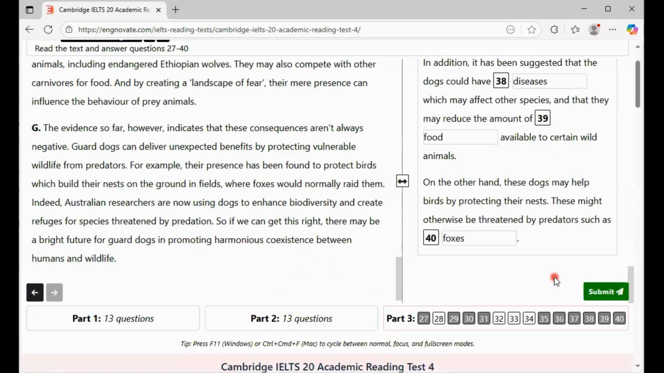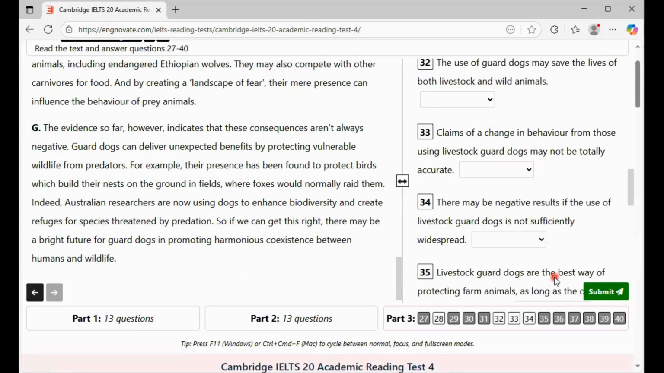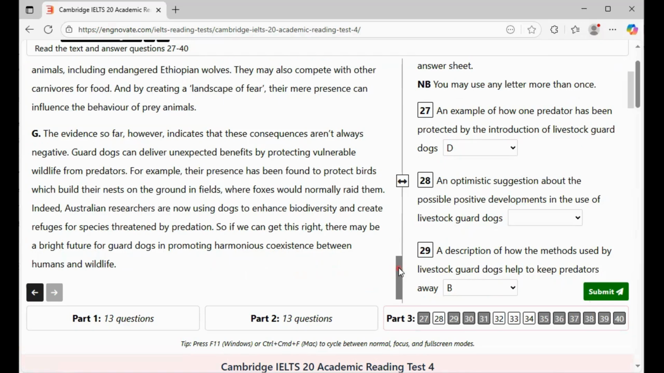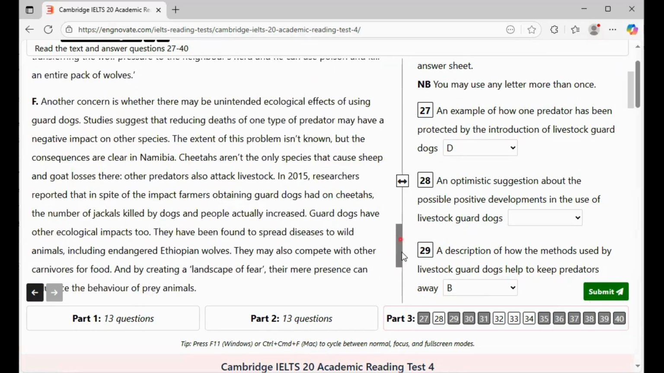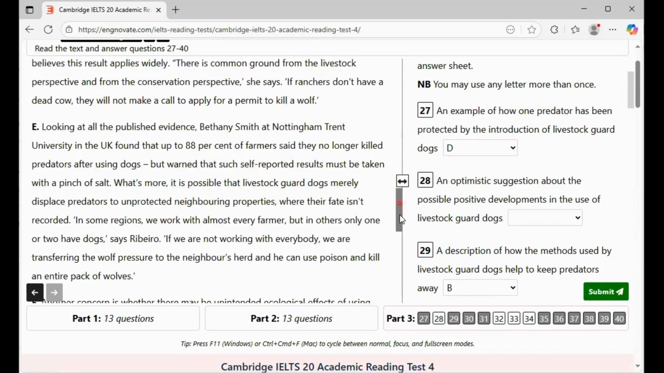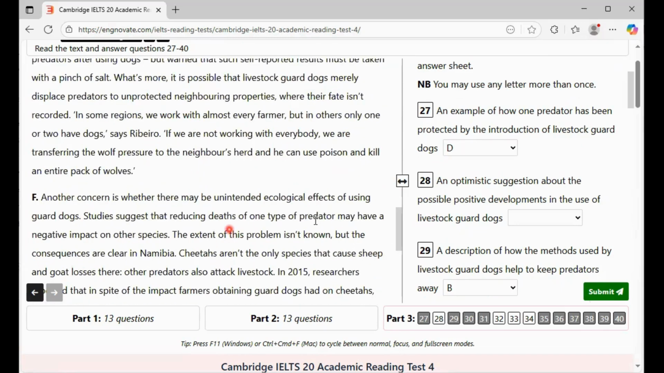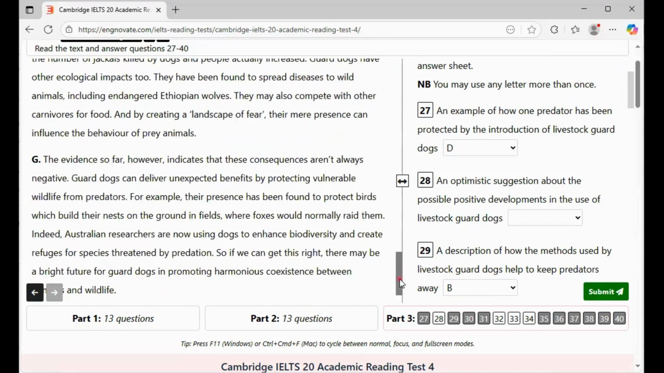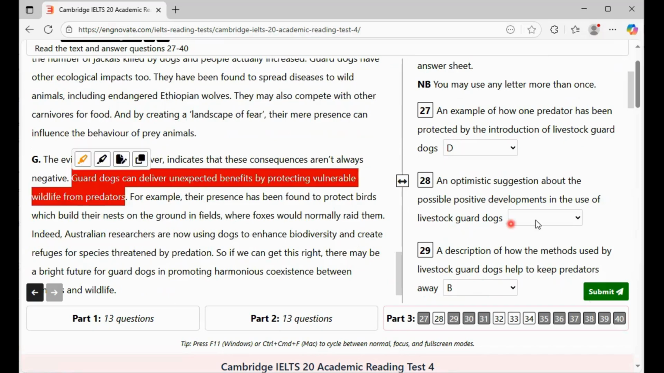Let me see. I've not done 28. Let me try and see if I can solve that 28. Optimistic suggestions about the possible development in the use of livestock guard dogs. Where is the optimistic suggestion? This one is concern. Paragraph F is concern. Paragraph G. I think paragraph G is our answer. They can deliver unexpected benefits. This number 28, I'm going to pick paragraph G for it.